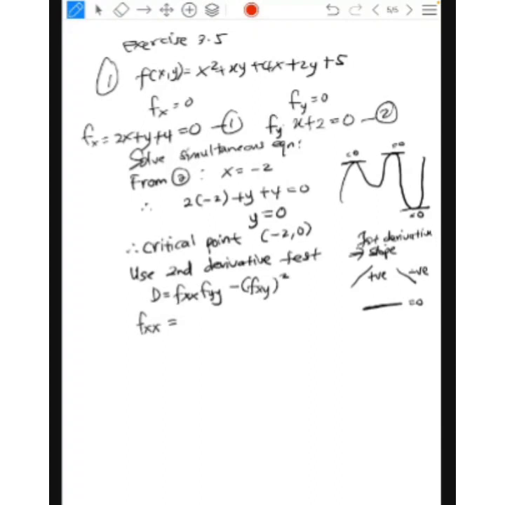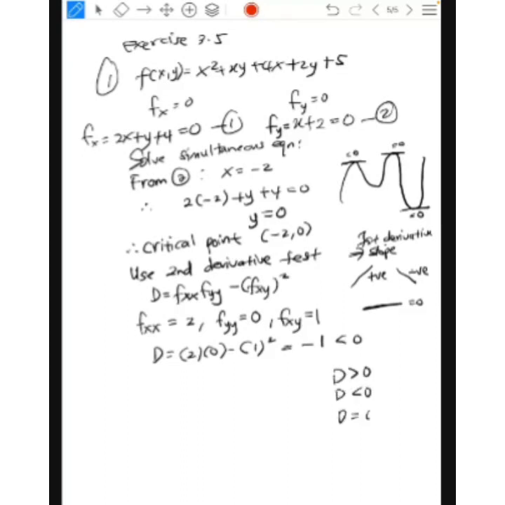So differentiate again with respect to x, you'll get 2. Then differentiate fy with respect to y, you get 0 because fy has no y at all. And then differentiate for xy will be 1. So put into the formula: 2 times 0 minus 1 squared, which you will get -1. -1 is less than 0. So that's the summary of D, whether D is greater than 0, D less than 0, or D equals to 0. This summary is not given. You have to memorize it.